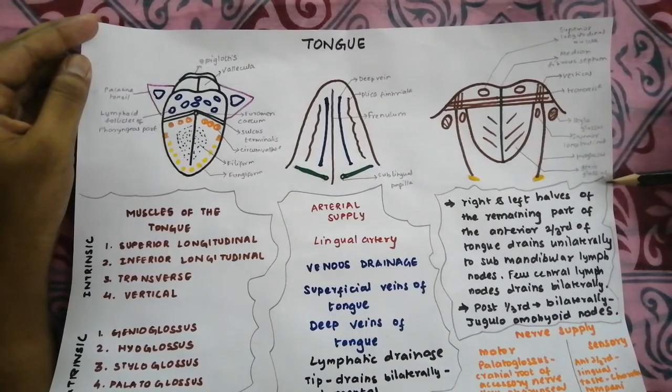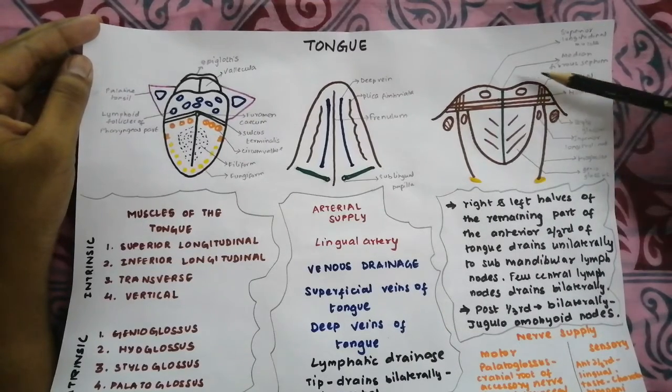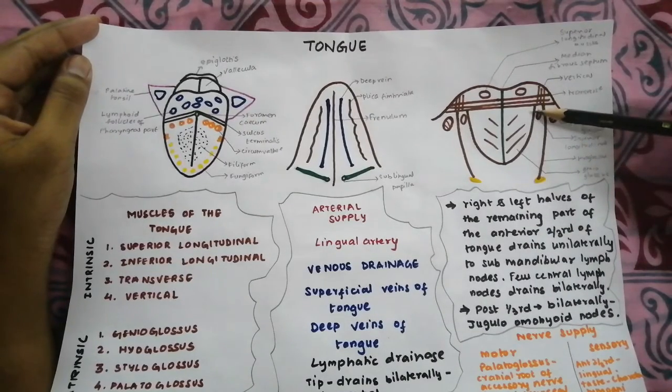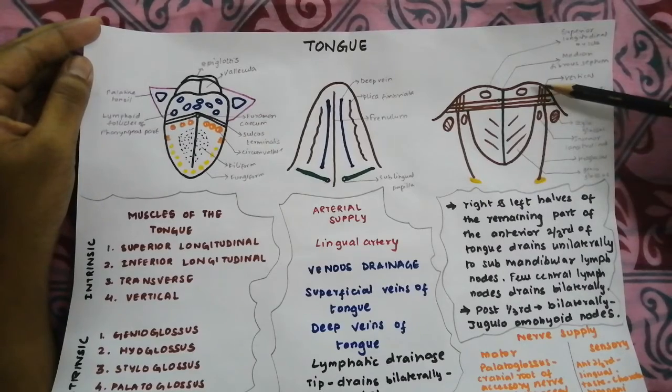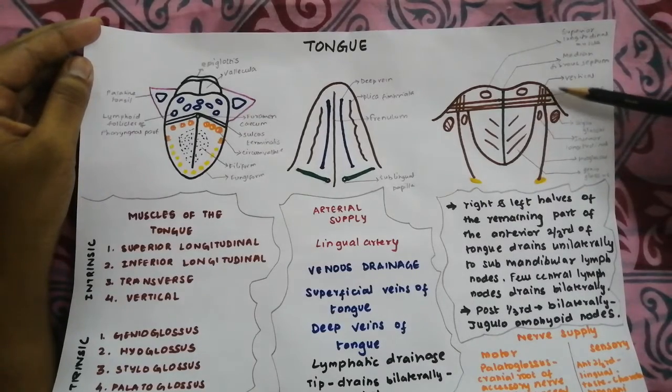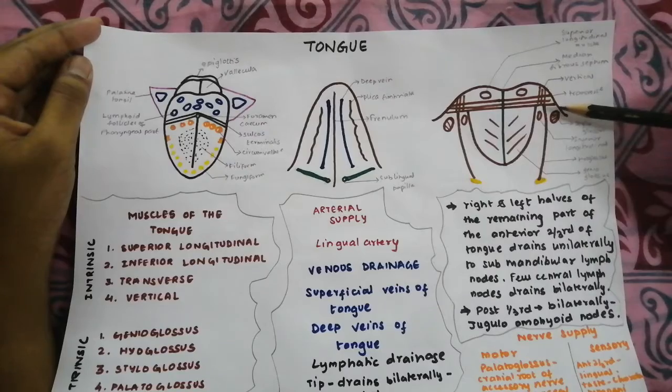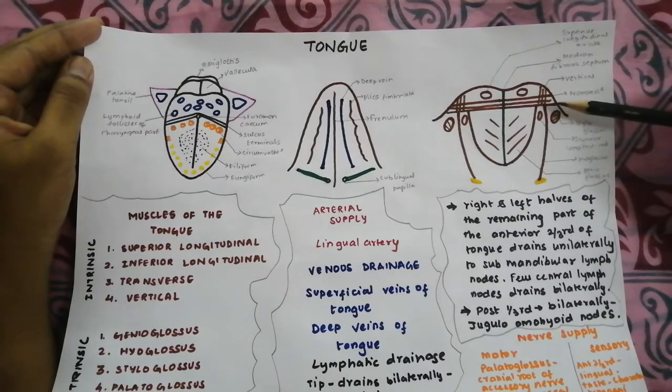So we discussed genioglossus, hyoglossus, superior longitudinal and inferior longitudinal. This vertical muscle helps to flatten the tongue, while this transverse muscle helps to narrow the tongue. So vertical muscle helps to broaden the tongue, while transverse muscle helps to narrow and elongate the tongue.